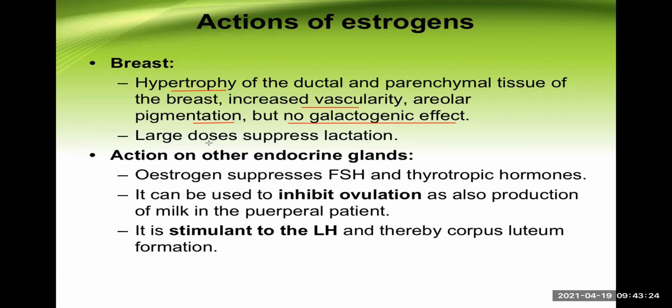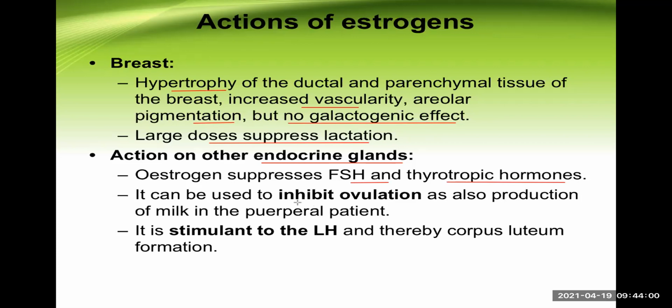A large dose of estrogen suppresses lactation. Okay, a large dose of estrogen suppresses lactation. Now, action on other endocrine glands. What is the action of estrogen on other endocrine glands? Now, we all know estrogen suppresses FSH, LH, and thyrotropic hormone from the anterior pituitary. So this is called a negative feedback of estrogen there. FSH and LH, we all know that, but even thyrotropic hormone is decreased.